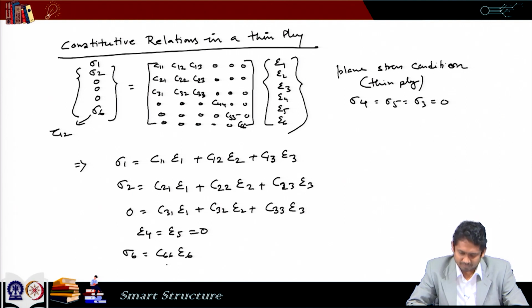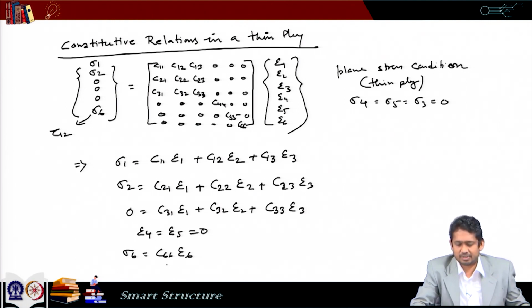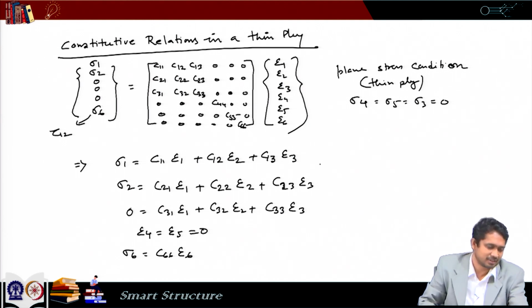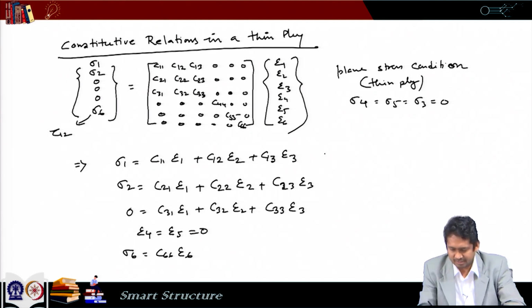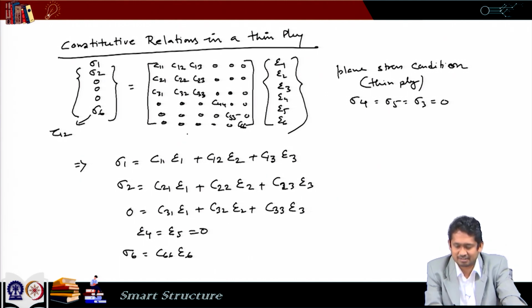Now, we will keep this equation. This is finally going to help us derive the stress strain relation for a thin ply. Now, before that we have to know what these C's are.